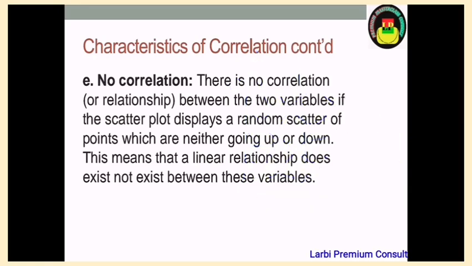So there is no correlation or relationship between two variables if the scatter plot displays a random scatter of points, which are neither going up nor down. This means that a linear relationship does not exist between two variables. So that's no correlation in that case.